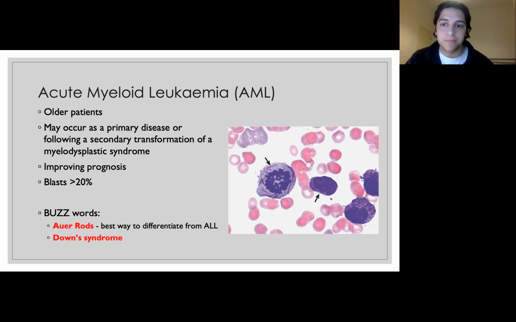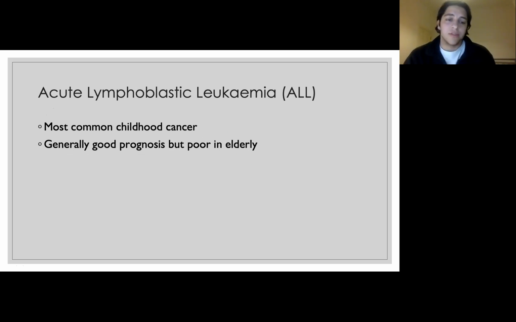So that's AML. Moving on to ALL, there's not a huge amount to say about ALL other than the peak incidence is around 2 to 5 years old. So it's the most common childhood cancer. If people are on placement at Alder Hey, you're likely to see quite a lot of ALL. It's got quite a good prognosis, and a lot of kids go into remission, but prognosis isn't very good in the elderly.